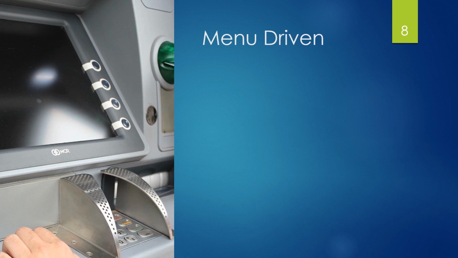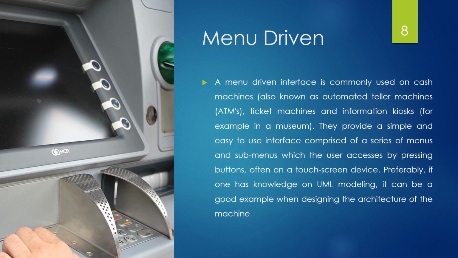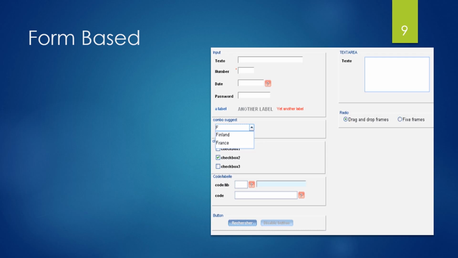The second one is the menu-driven interface. A menu-driven interface is commonly used on cash machines, also known as automated teller machines, ATMs, ticket machines, and information kiosks, for example in a museum. They provide a simple and easy to use interface comprised of a series of menus and submenus which the user accesses by pressing buttons, often on a touchscreen device. Preferably, if one has knowledge of UML modeling, it can be a good example when designing the architecture of the machine.